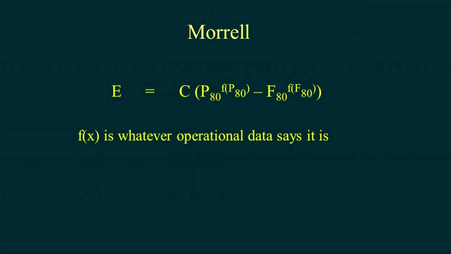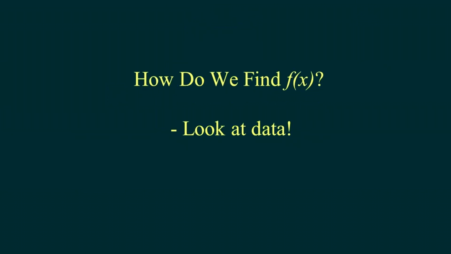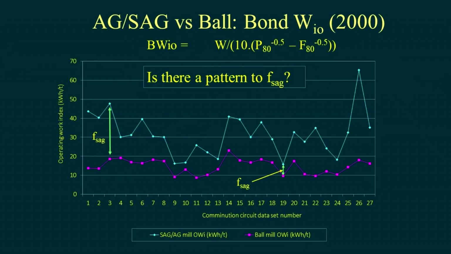I don't believe it's Bond in the middle, Kick at one end, and von Rittinger in the other. That function is whatever the data says it is. Problem is, how do we find out what that function is? Again, if I criticize myself, it's all very well and good for me to say, yes, it varies with size, but we need to find it. And back in 2000, I started to have a look to see what the data actually said that function should be. Now, before I get into that particular part, and this now to some extent is a story, it's a story of how I came to get to that Morrell equation, as it is now called.